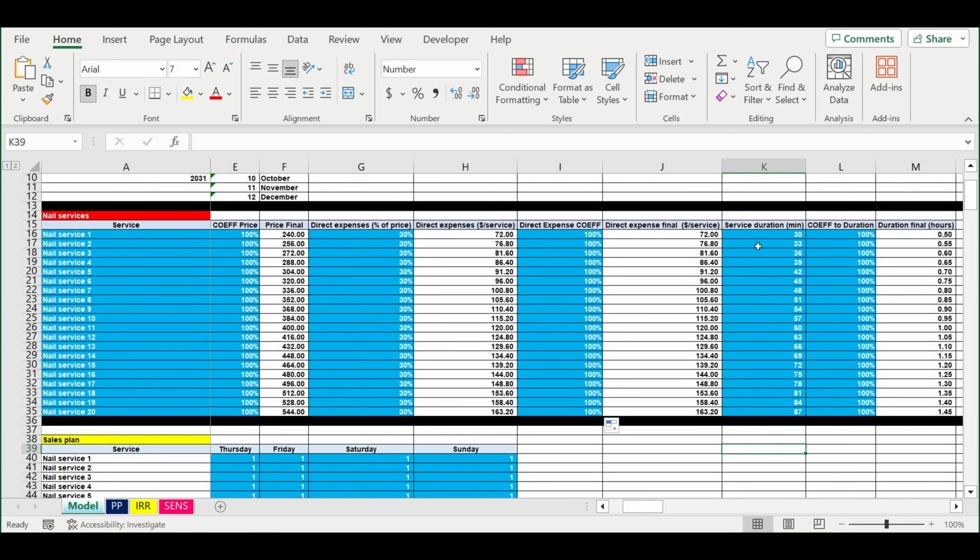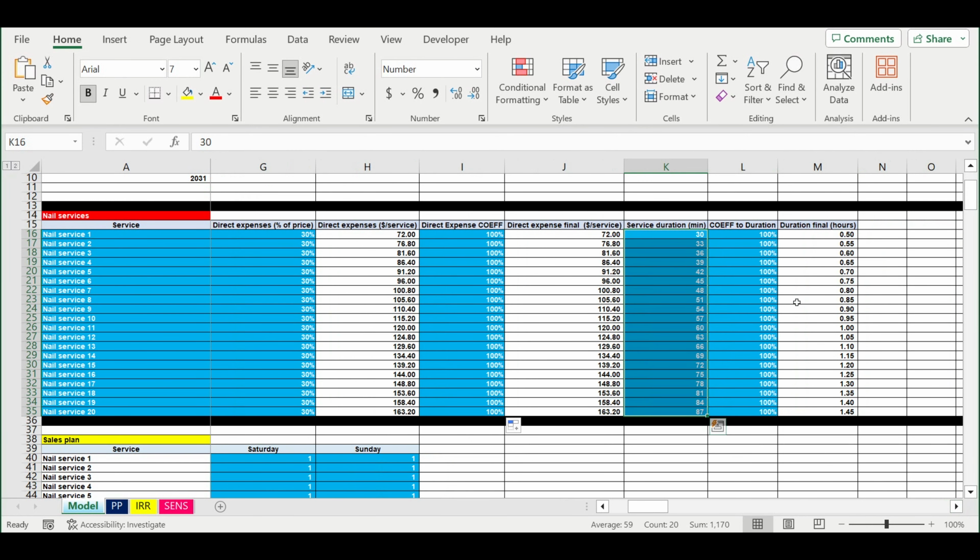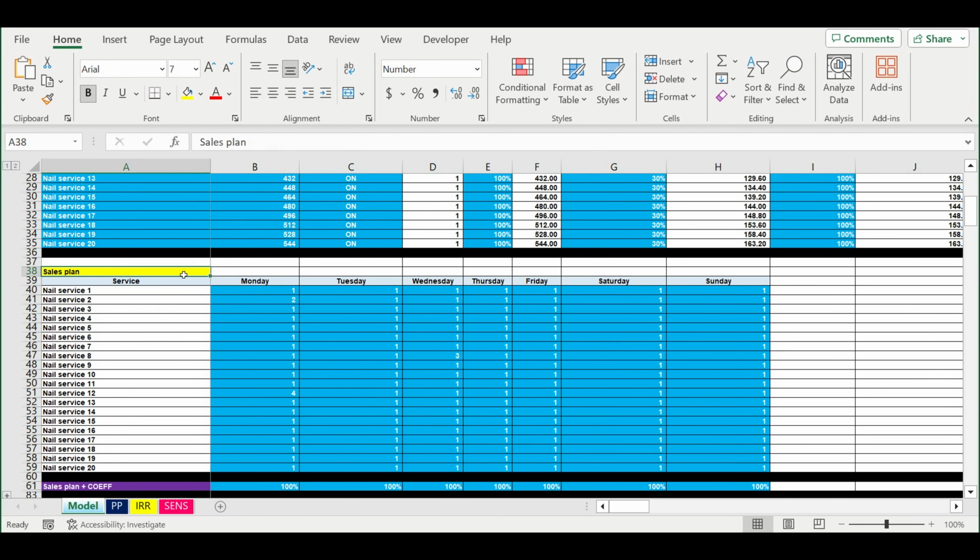The next very important parameter of inputs is nail service duration. This is a non-financial parameter, but it significantly affects the revenues indirectly. Here we specify the duration in minutes for every service and add an additional coefficient which will be needed during scenario modeling. Then we are moving to the sales plan.